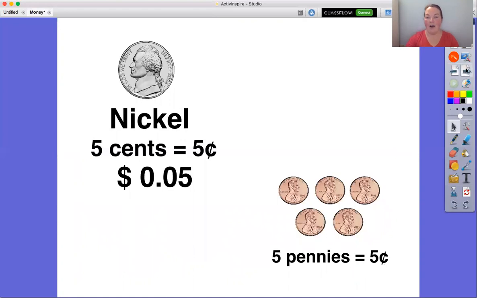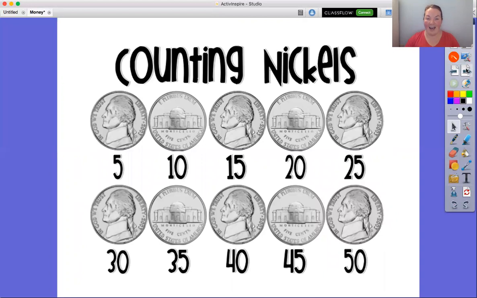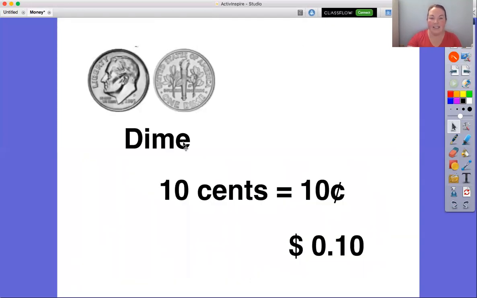Okay, now if I have 10 nickels, how many cents do I have? Well, nickels are worth 5. So this is where you're going to use your counting by 5 skills and you're going to count 5, 10, 15, 20, 25, 30, 35, 40, 45, 50. 50 cents. 10 nickels equals 50 cents.